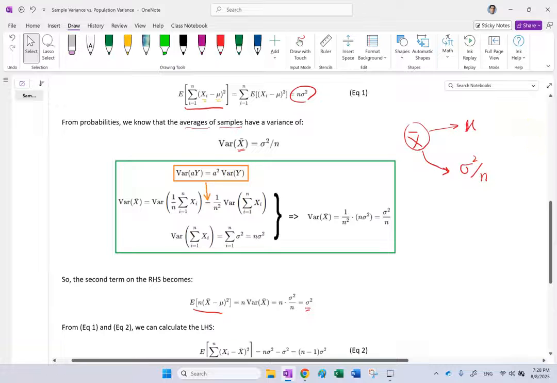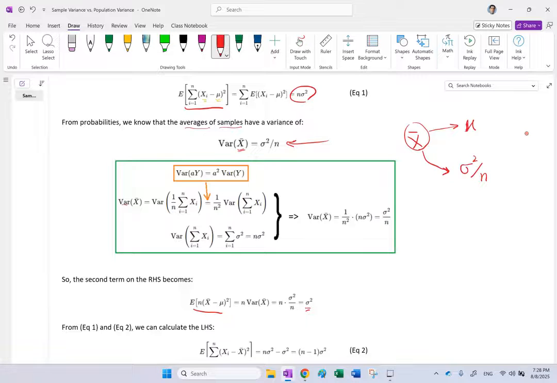So where does this come from? Let's take a look. What is the definition of variance of X bar? It means the variance of, based on the definition of X bar, the sum of the data in the sample divided by the number of data in the sample. Good. Now we know from probabilities that the variance of a times y, where y is a variable and a is a scalar, is a squared times the variance of y. This is not really hard to show. This is basically a very basic term in the definition of variance.